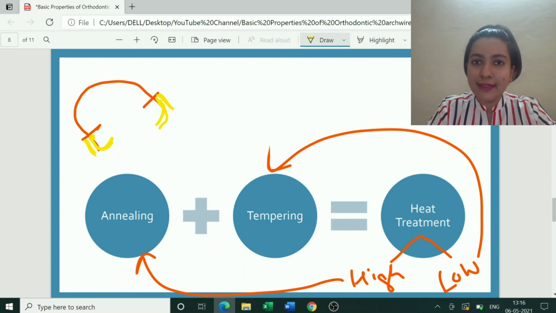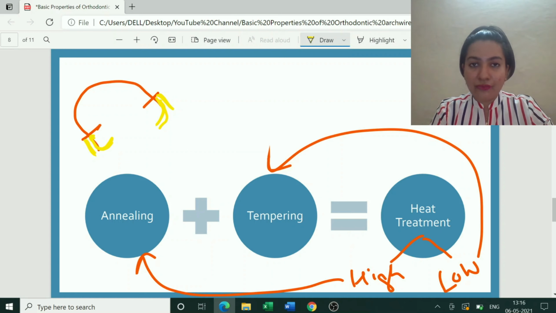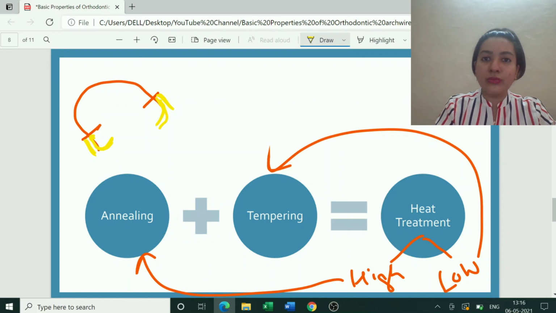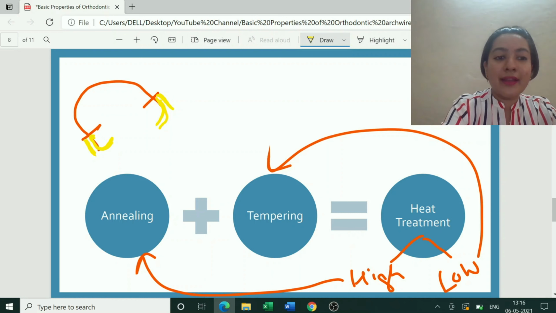So how do I anneal it? Mark the place from where it has to be bent, heat it till it becomes red hot, followed by immediate quenching. After quenching, place it back into the patient's mouth, take a plier and bend the ends. Okay, I hope this is clear. So this is the concept of annealing.